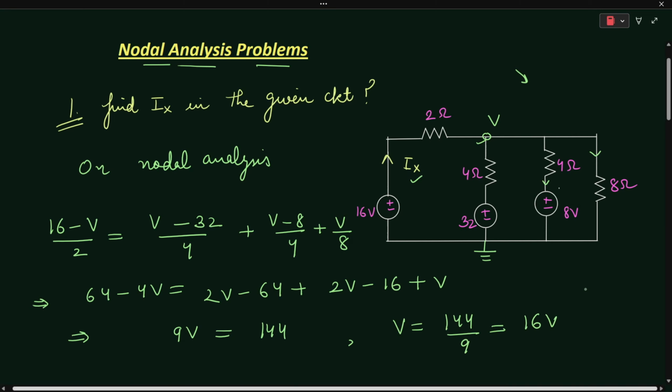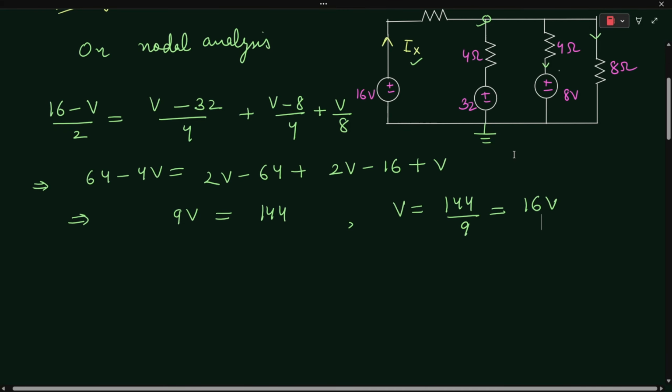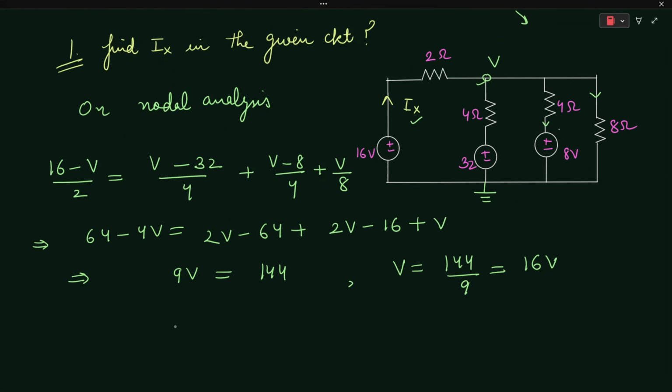So the current Ix will be equal to (16 - V)/2, which is equal to (16 - 16)/2, which is equal to 0 amperes. So the current flowing from this particular branch, Ix, will be equal to 0 amperes. I hope it is clear how we are approaching this problem.